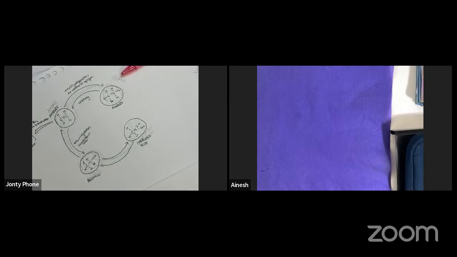Very simple one. Bromination cannot happen with other families. Bromination only happens with alkene. Therefore, the brown color will disappear only if there is alkene. If you put brown liquid into an unknown substance and the brown color disappears, you know there's alkene inside. That is identification. Is that okay, Jonty? Yeah. Is that okay, Ainesh? Not okay, just tell me.